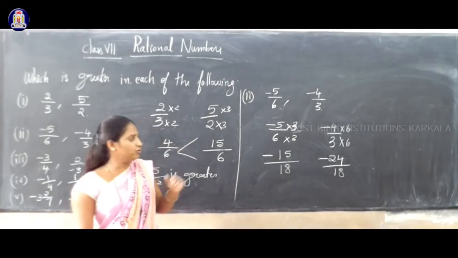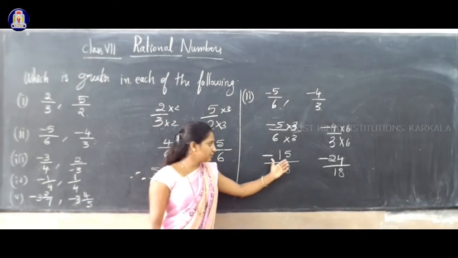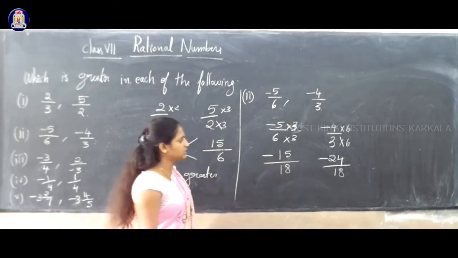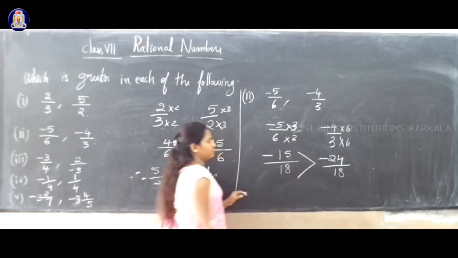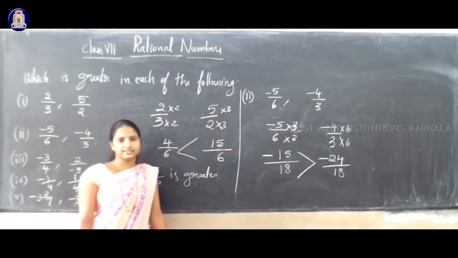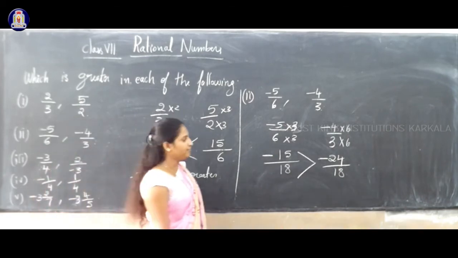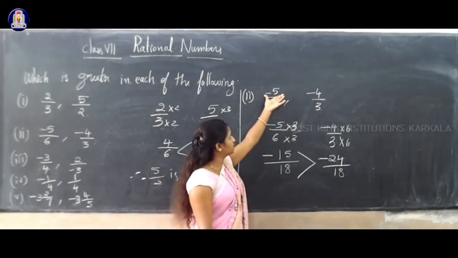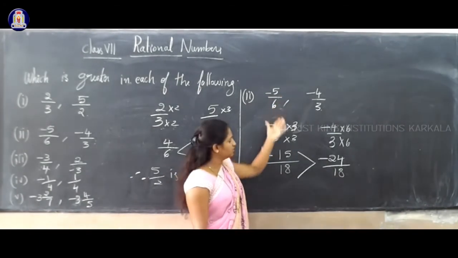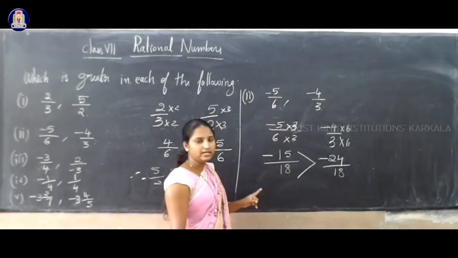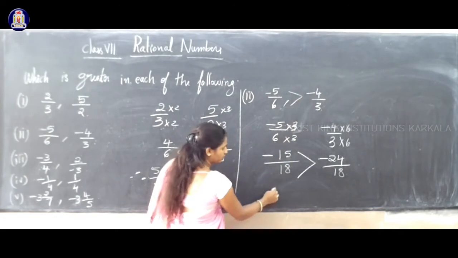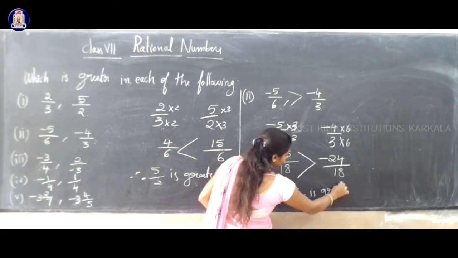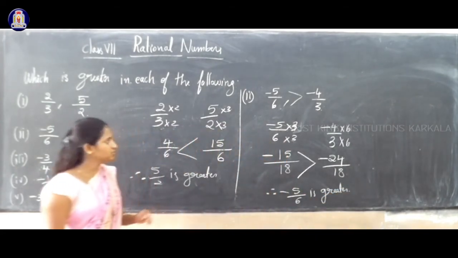So which is greater? Now both are negative rational numbers. In this, negative rational numbers 15 and 24. So 15 is smaller, isn't it? For negative rational numbers, the smaller one is greater. So minus 15 by 18 is greater than minus 24 by 18. Minus 15 by 18 means minus 5 by 6. Is it correct? Therefore minus 5 by 6 is greater. Understood? So this is the second answer.